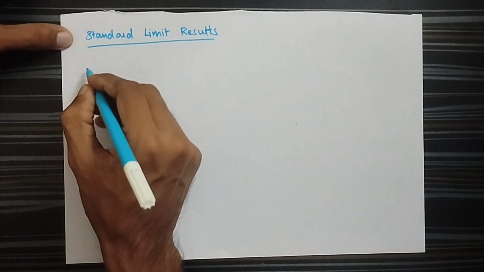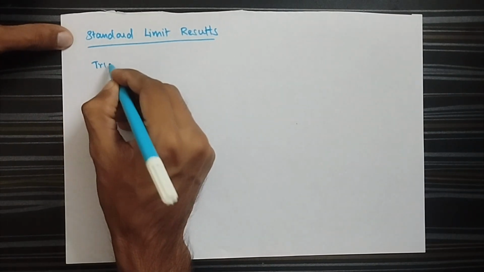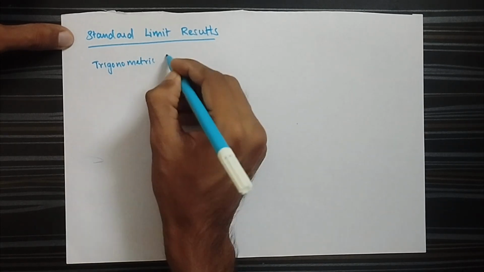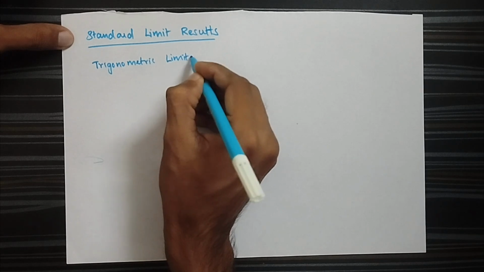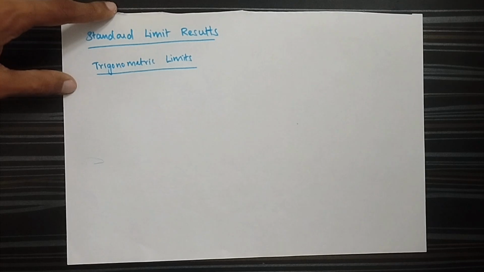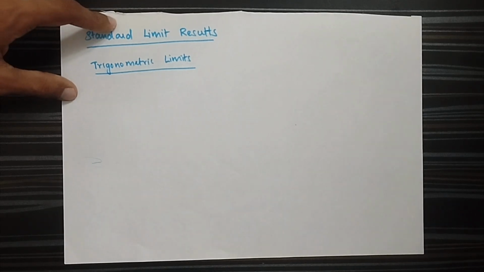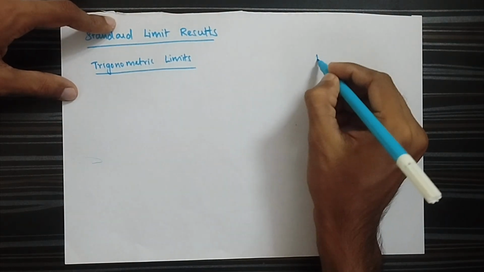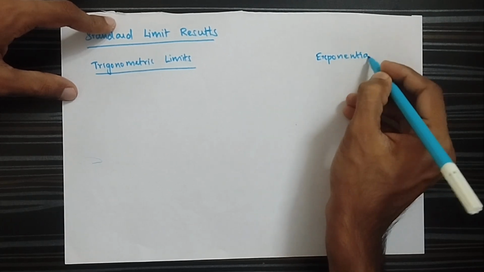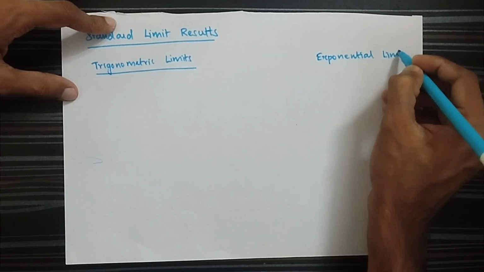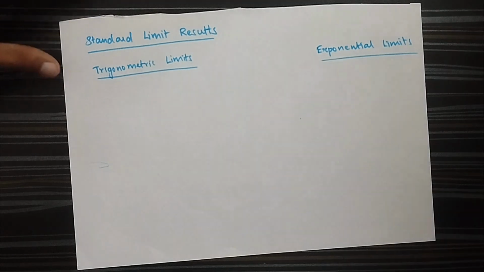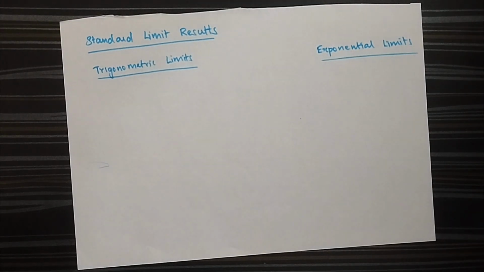We can group them into two types of limits. We have the trigonometric limits. We know what trigonometric ratios are: sine, cos, tan. With those we have some limits. And then we have the exponential limits. There are many other results, but for now this will do. So let's discuss trigonometric limits.